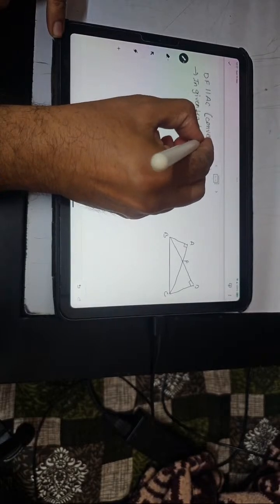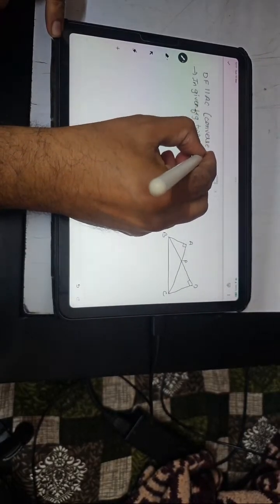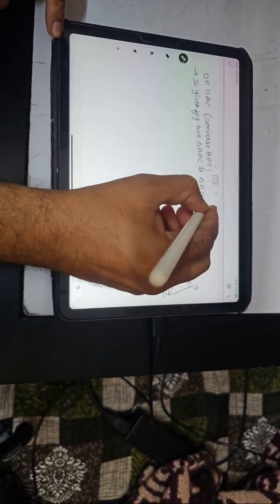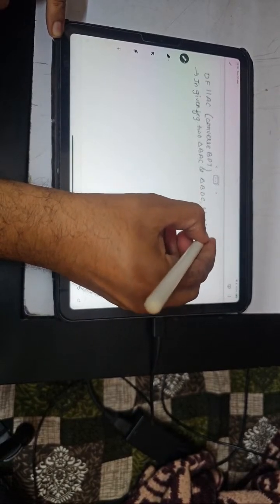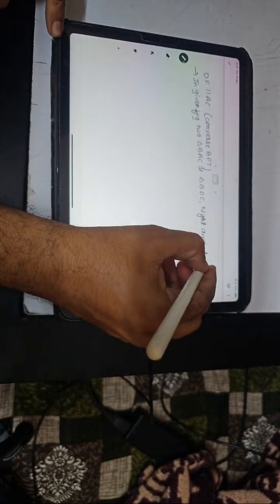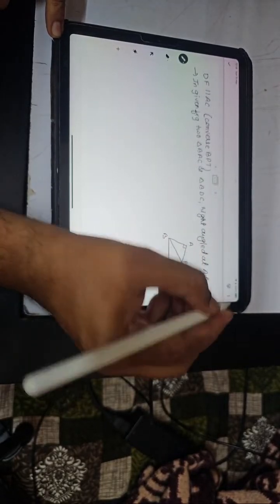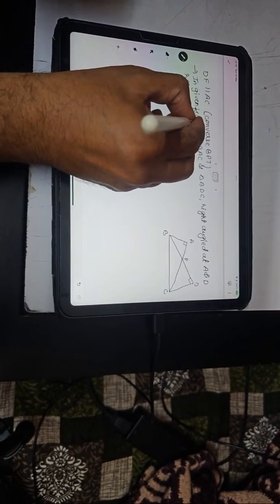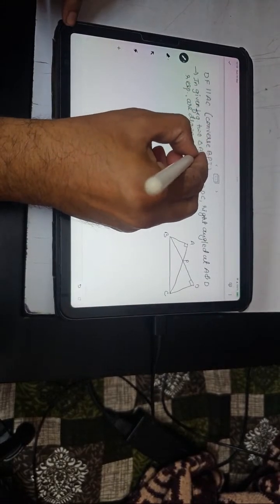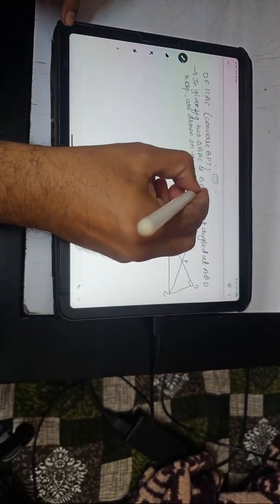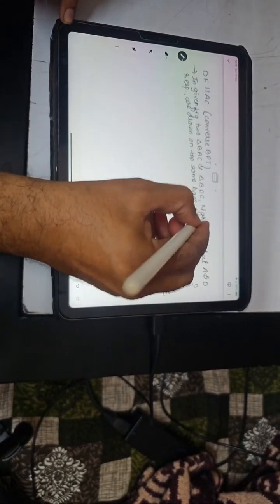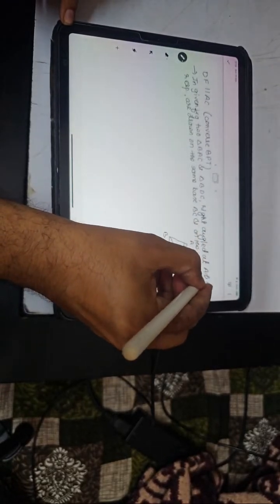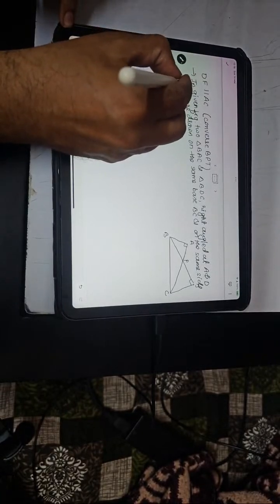Two triangles BAC and BDC, right angled at A and D respectively, are drawn on the same base BC and on the same side of BC.